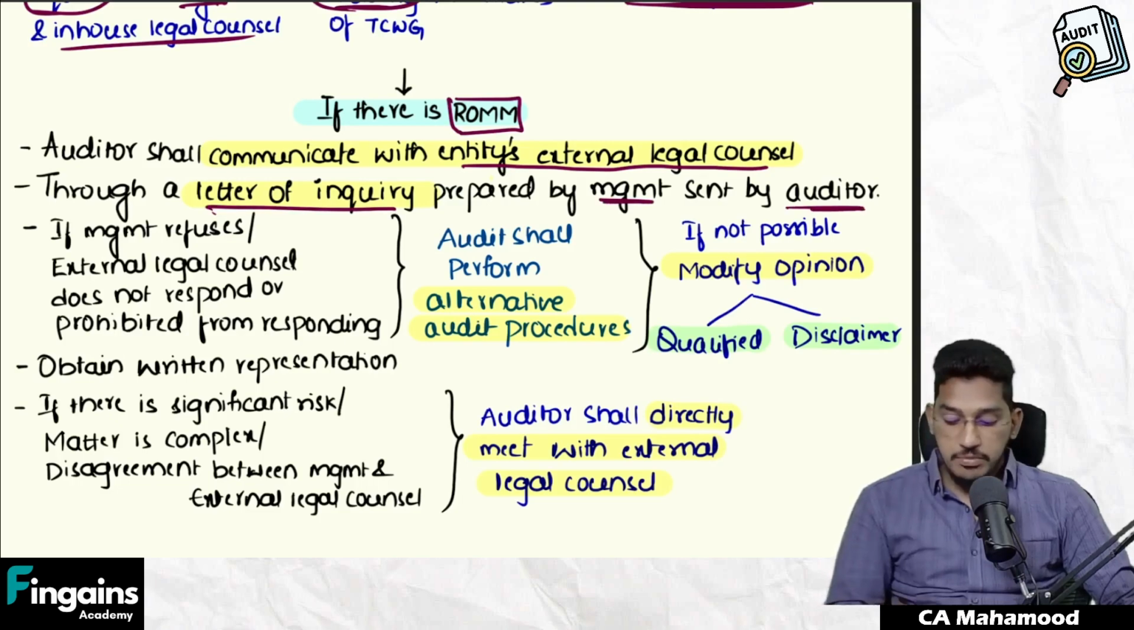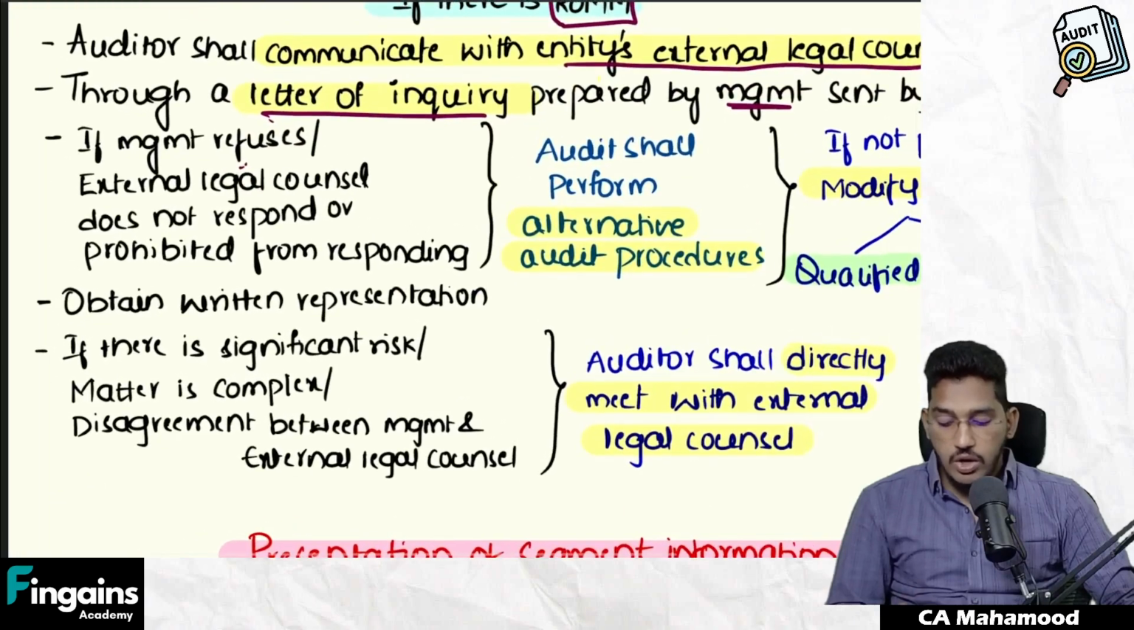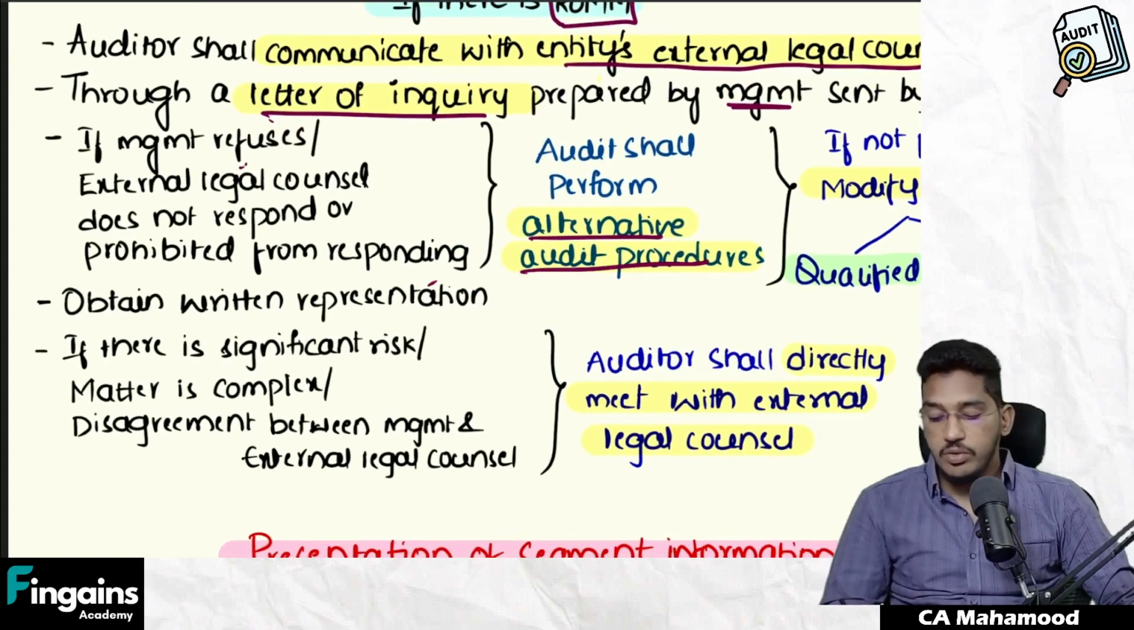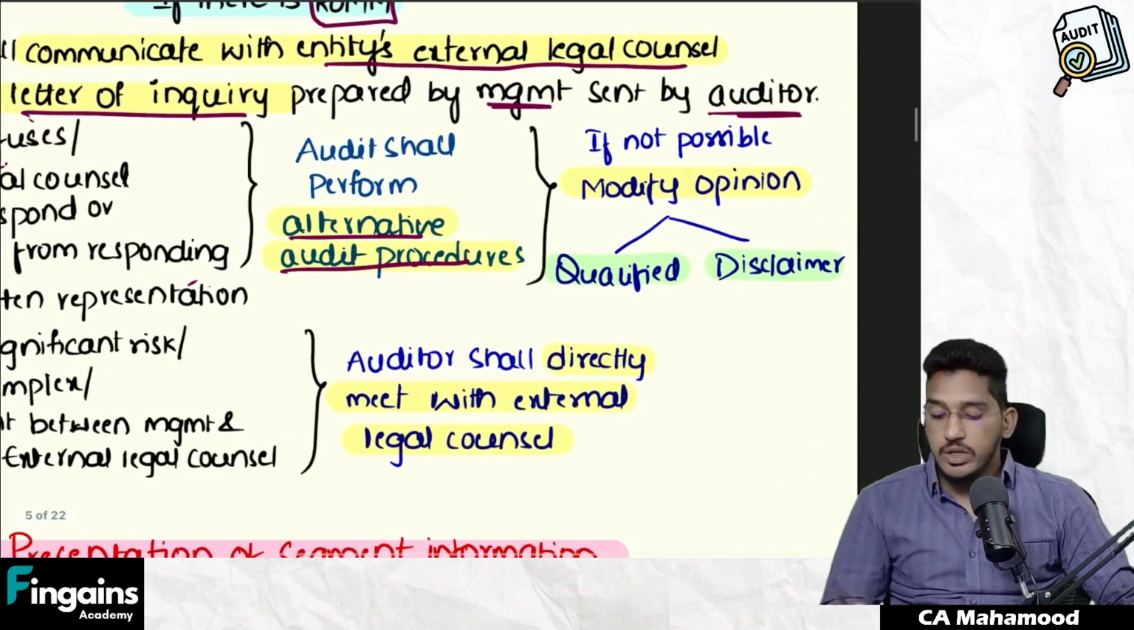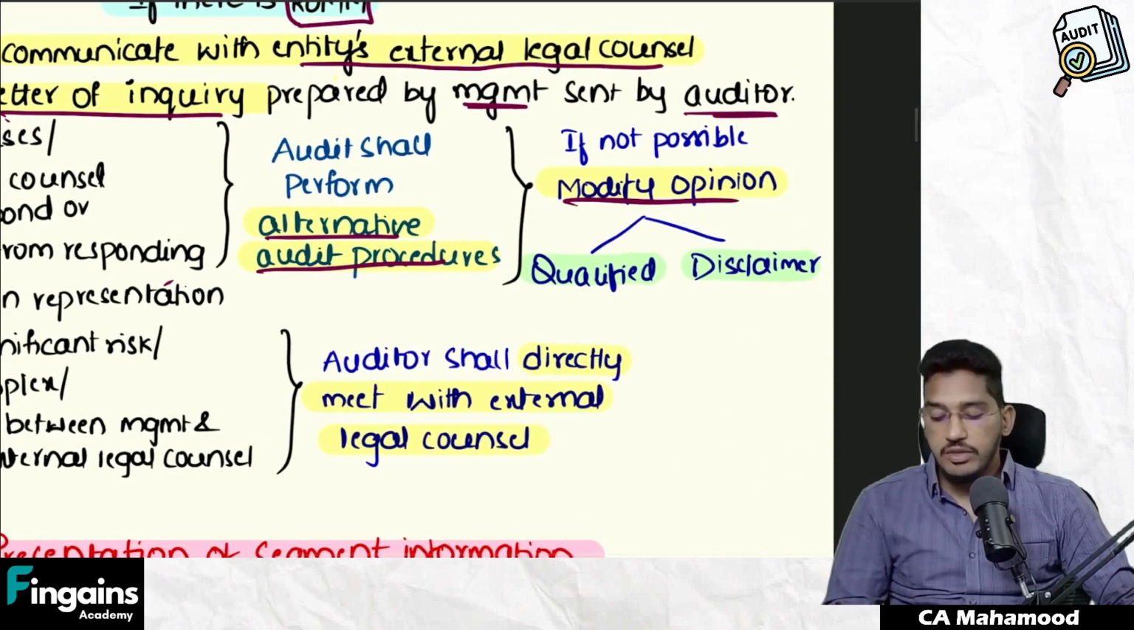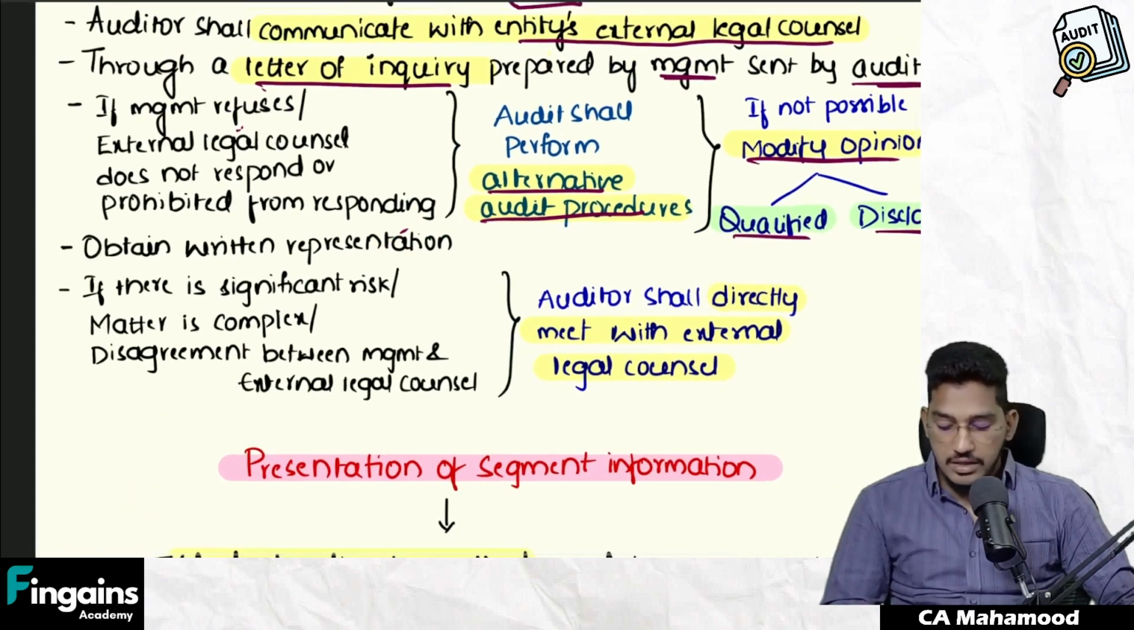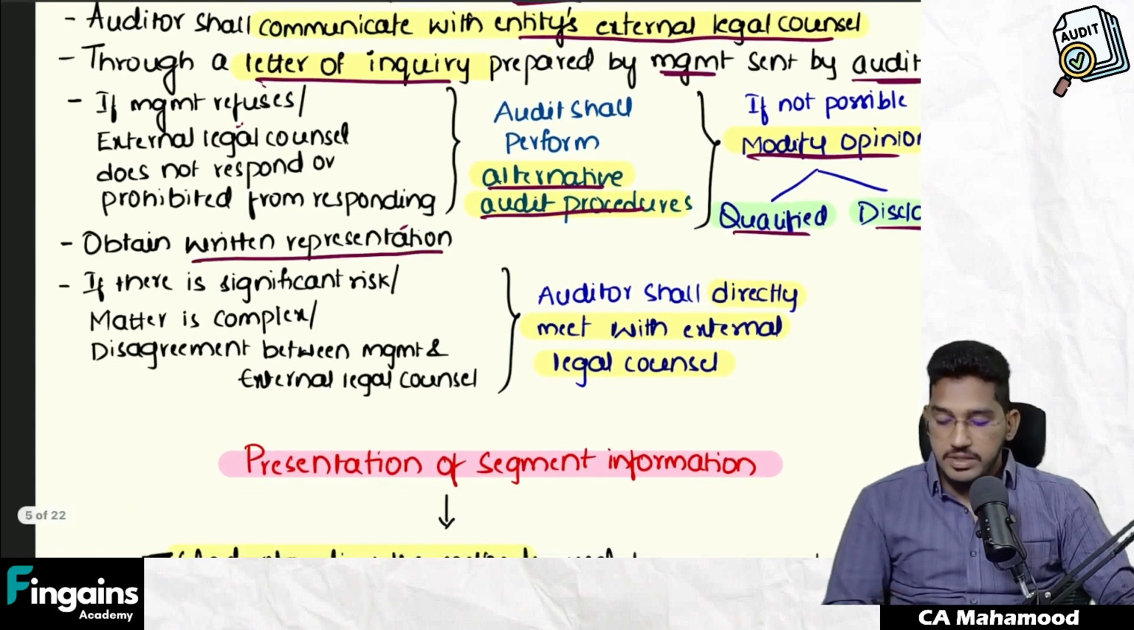Auditor. If management refuses, or external legal counsel does not respond, or they are prohibited from responding, then what will the auditor do? He will perform alternative audit procedures. If alternative audit procedures are also not possible, then modify the opinion. Which modification? Either qualified or disclaimer. And you have to obtain written representation also.